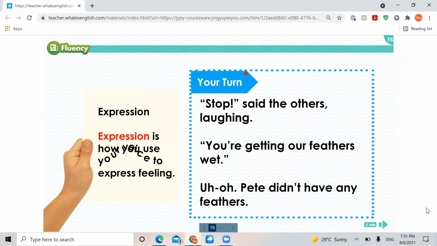Now, one of the strategies in reading is called expression. When you express when you're reading, you can tell how the character in the story feels. Let's take a listen and then you can try.